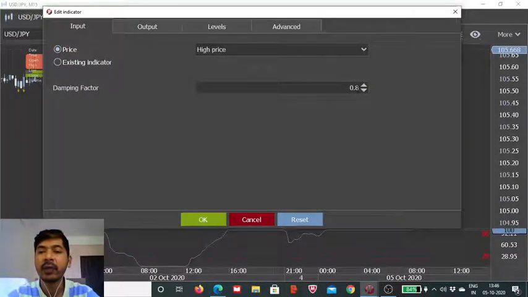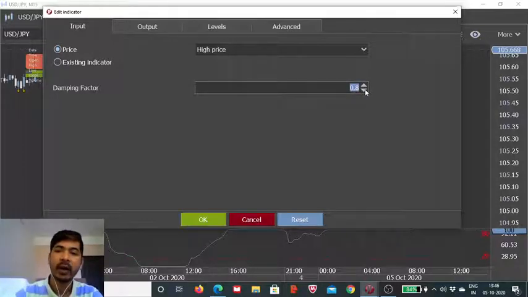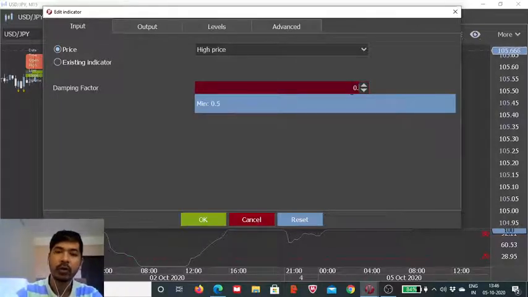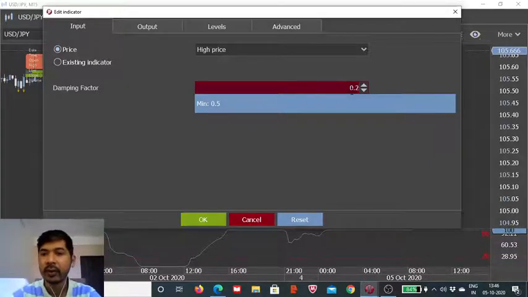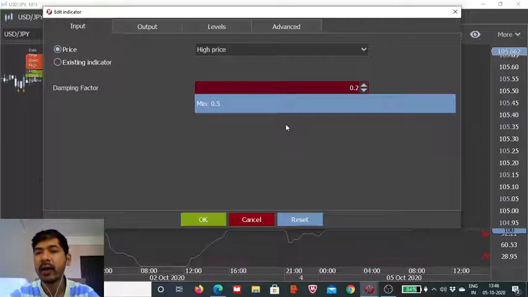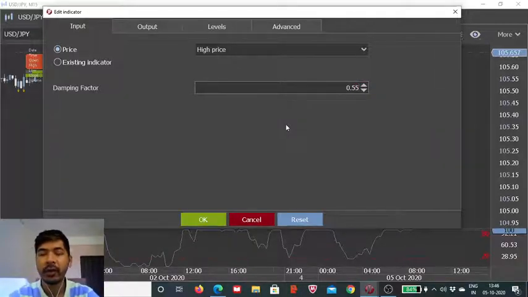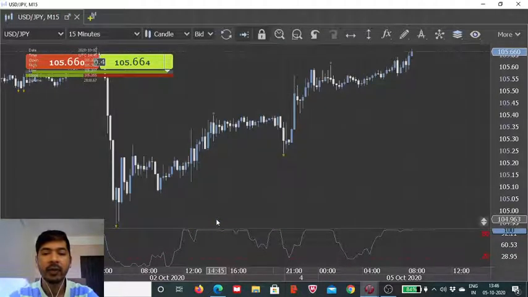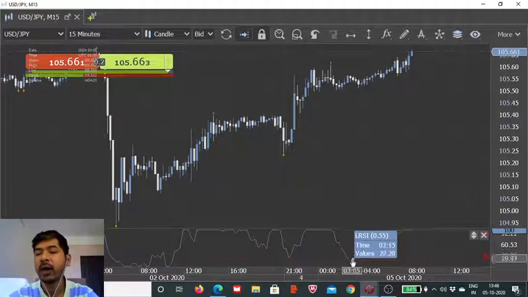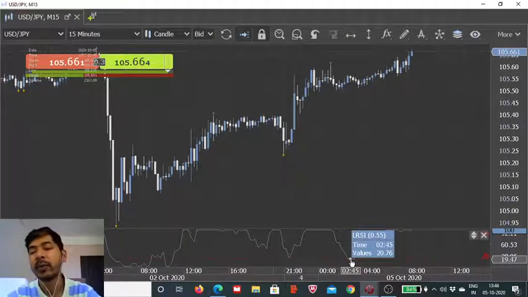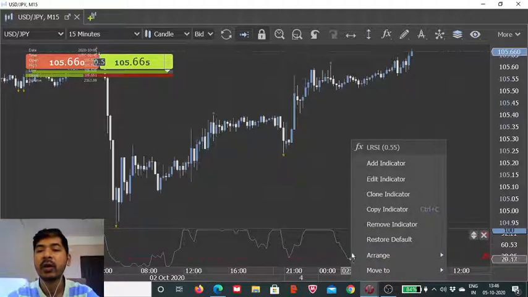If we reduce this damping factor to say for example 0.2, minimum is 0.5, so we can't go that down, we can only go till 0.5. Now I have made it 0.55. So here it is. This is how it looks when you are working on the USD JPY 15 minutes chart with the LRSI being defined with the coefficient value of 0.55.